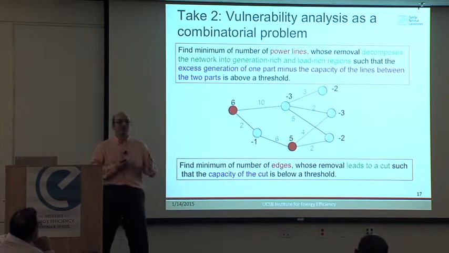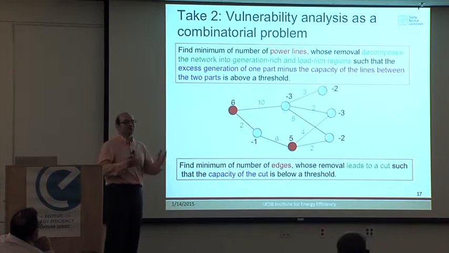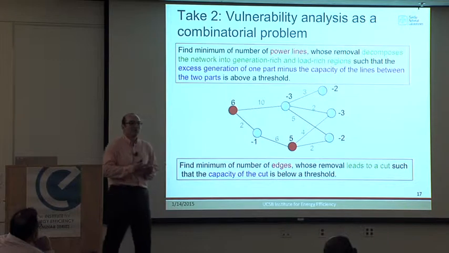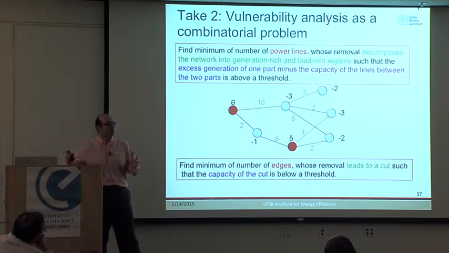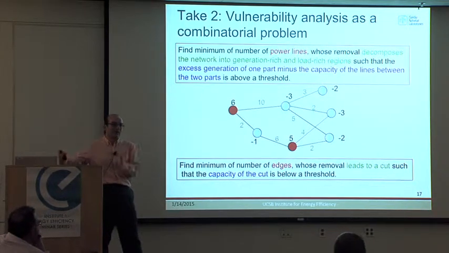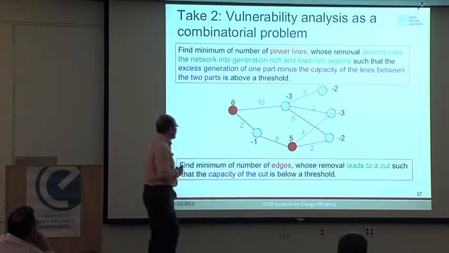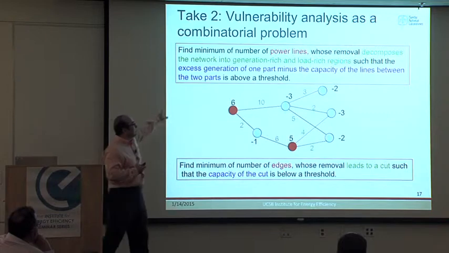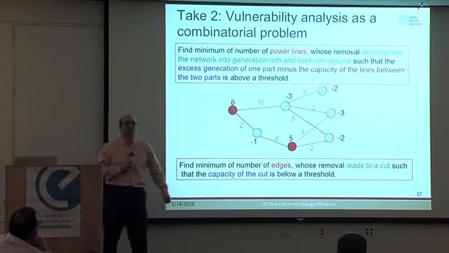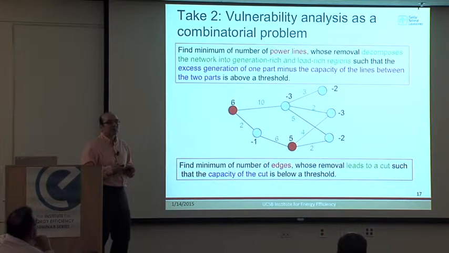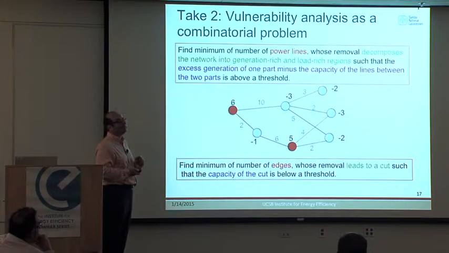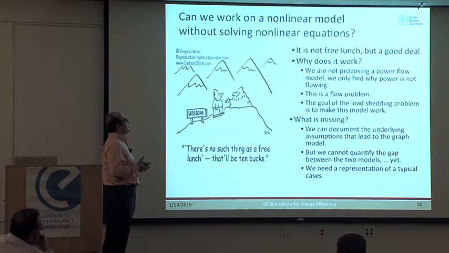And now I have the generation-rich and load-rich regions. I'm splitting into two regions, where one part has a source and the other part is a terminal. That's exactly what a cut is. And the whole thing here corresponds to the capacity of the cut. So I can translate this nonlinear optimization problem into a combinatorial optimization problem.